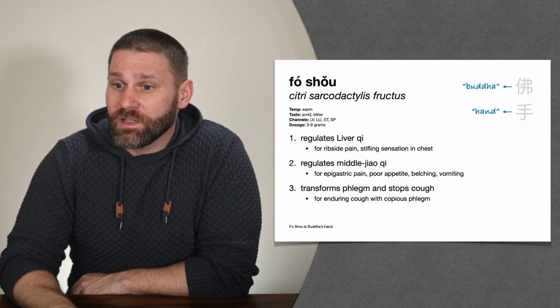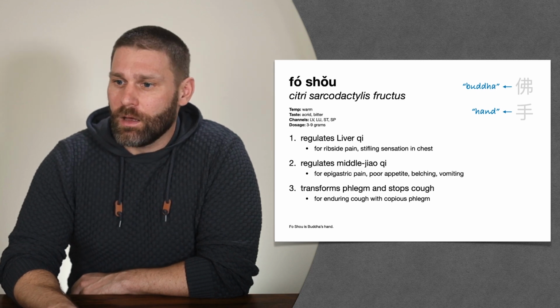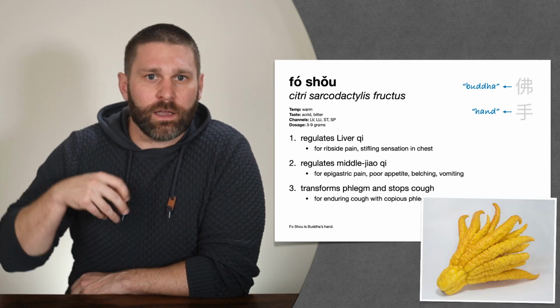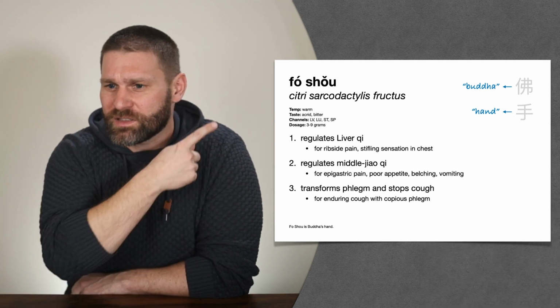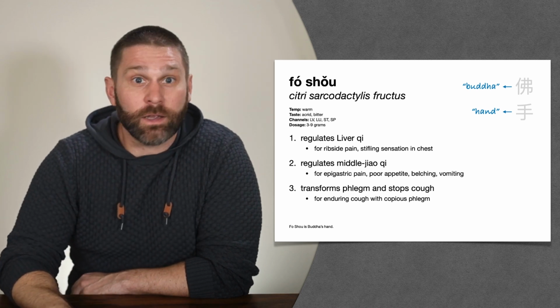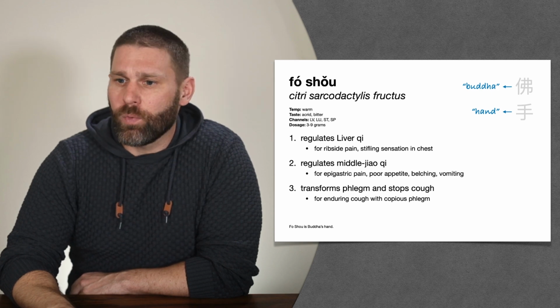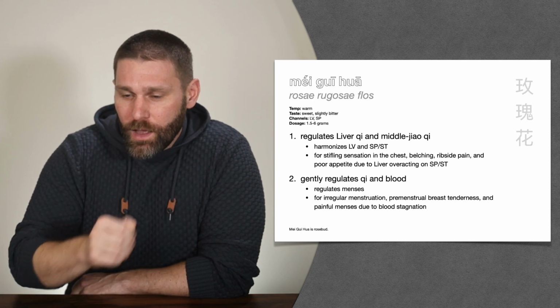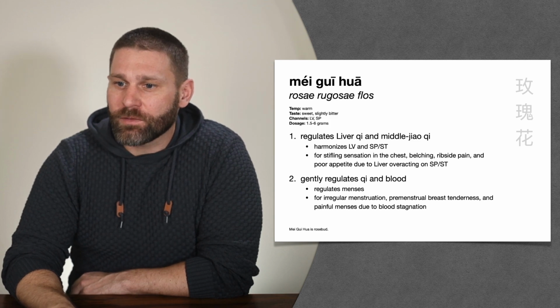The name is kind of interesting. Fo means Buddha, so this is Buddha's hand. If you look at a picture of this, it's like a lemon with fingers, so it's a funny looking lemony thing. But again, it's a citrus thing. It's very common for citrusy things to regulate qi, like tangerines and bitter oranges and Buddha's hand. So that's Fo Shou. And finally, we have Mei Gui Hua, Rosae Rugosae flos.